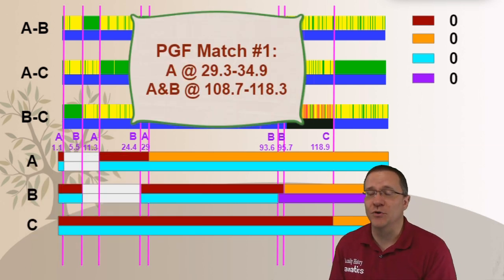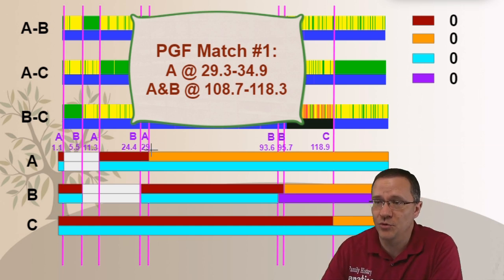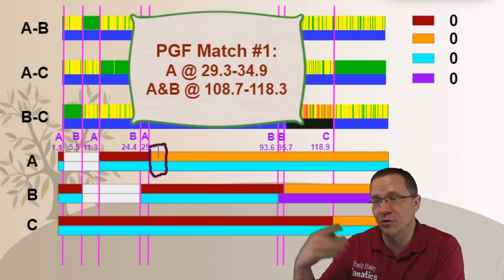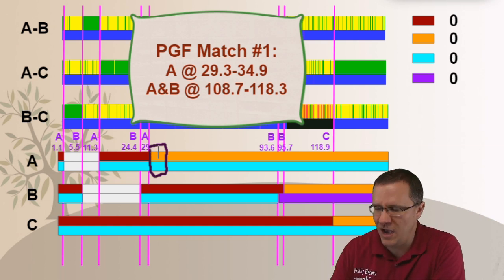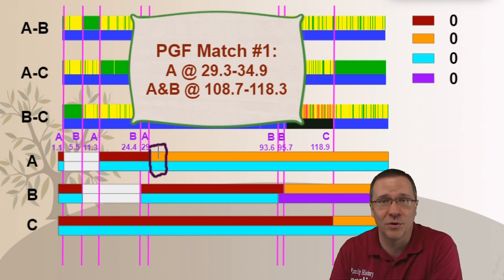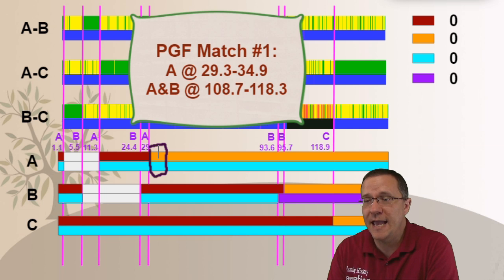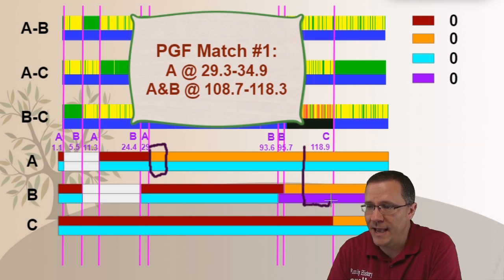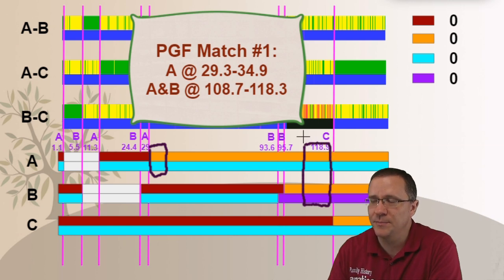So let me start with my first match, and this is on the paternal grandfather side, and this person matches person A from 29.3 to 34.9. So that's right in this area here. Now again, I don't know which color the paternal grandfather associates with, so I'm going to just highlight both of those chromosomes on person A. Now on person A and B, this person matches from 108.7 to 118.3. So that's about right here, halfway through on both of these that they match. And it goes up almost to that line probably.